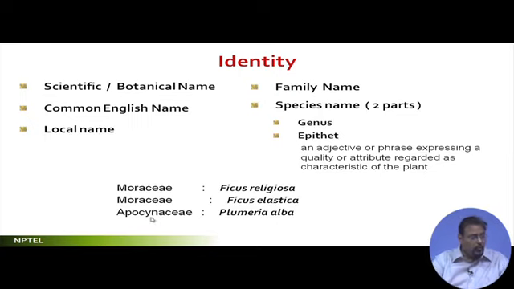See, Apocynaceae is the family name of a tree called Plumeria alba. Plumeria is a tree which is known as pagoda tree. Plumeria has multiple varieties. One is Plumeria alba and the other Plumeria rubra. Plumeria is common. Then where lies the difference?